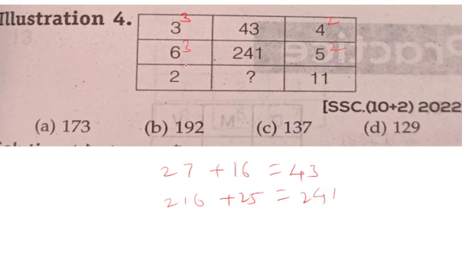So same way, 2 cube is 8, 2 cube is 8 plus 11 square is 121. So the answer is 129. So we will go with this D option.